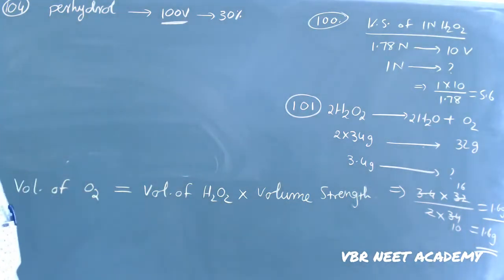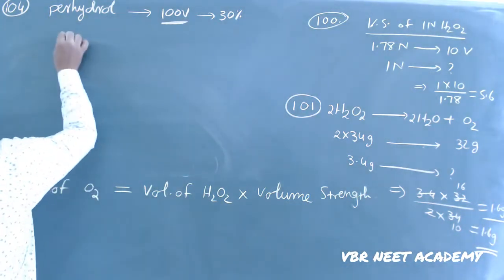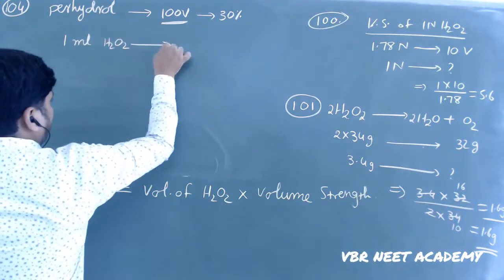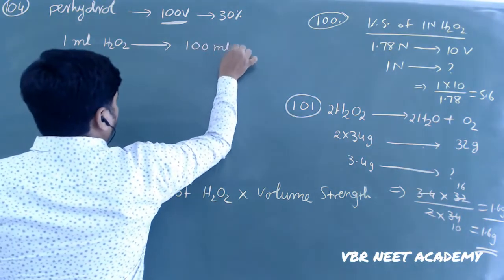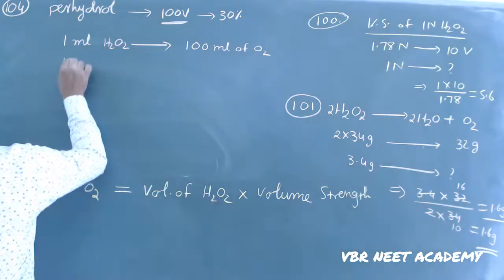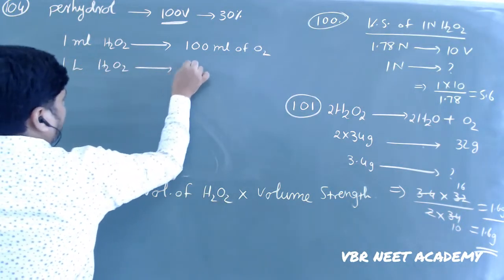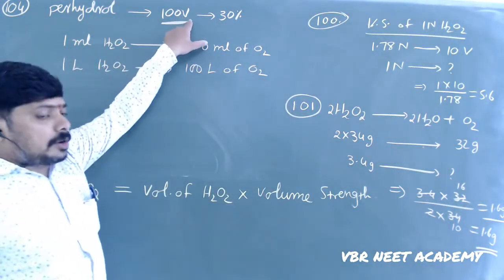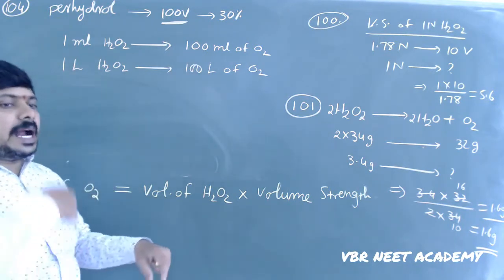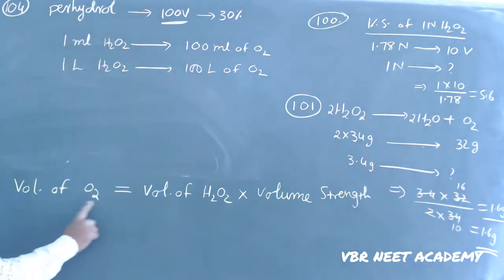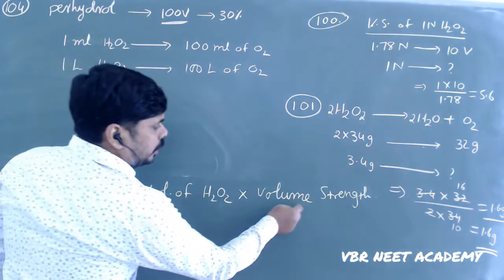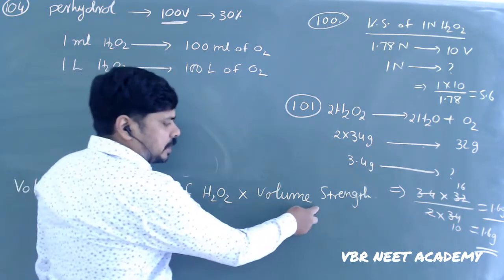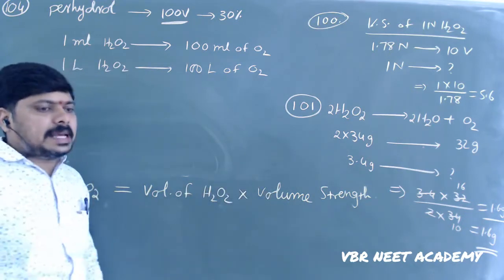What is the meaning of 100 volume strength? When we take 1 ml of H2O2, it is going to liberate 100 ml of oxygen, or if I take 1 liter of H2O2, it is going to liberate 100 liters of oxygen. So what is the meaning of this V? However many ml we take, 100 times that oxygen I am going to get. That's what I have given here: volume of oxygen is equal to volume of H2O2 into volume strength. If I take 1 ml of H2O2, 1 into volume strength 100, so 100 times oxygen gas is going to be liberated.